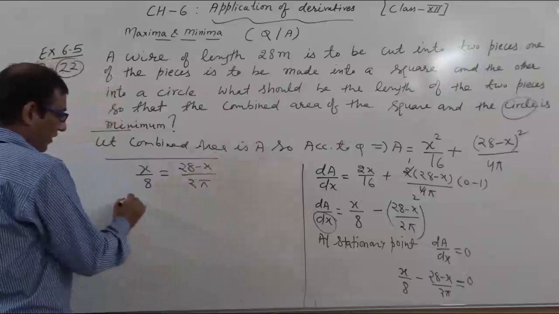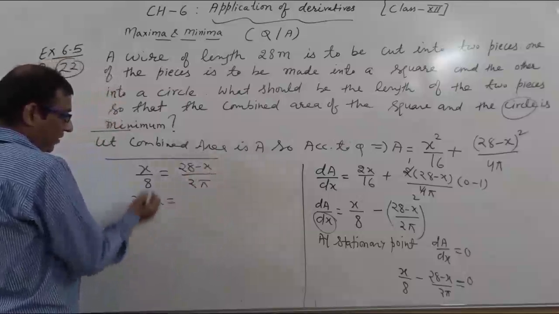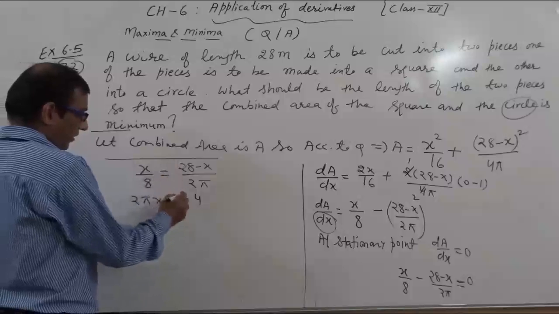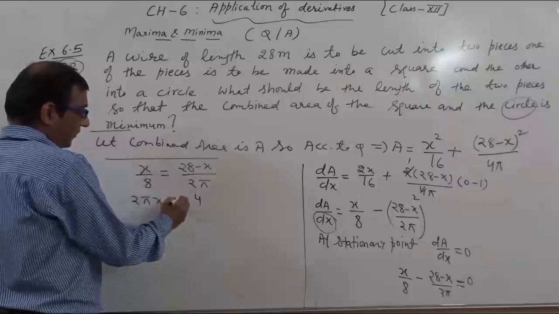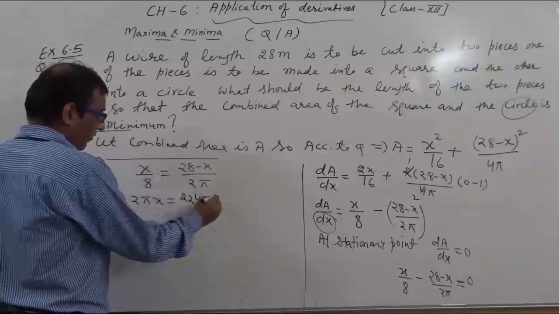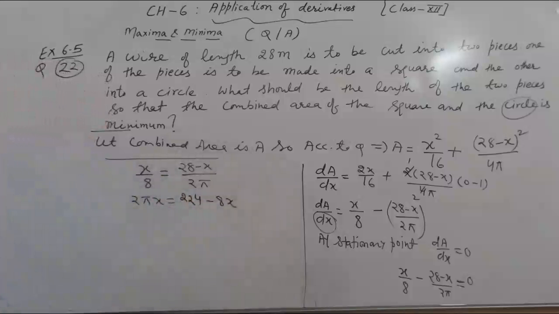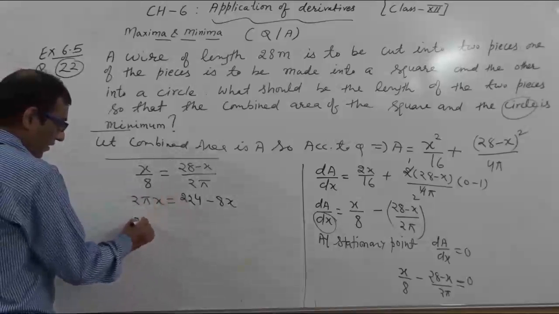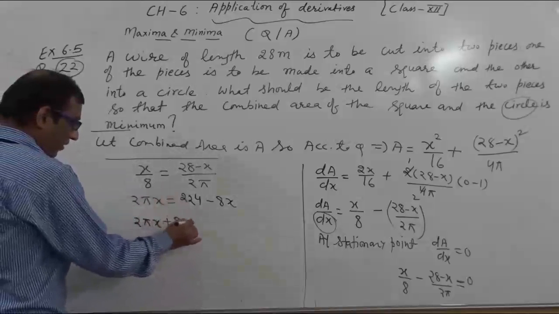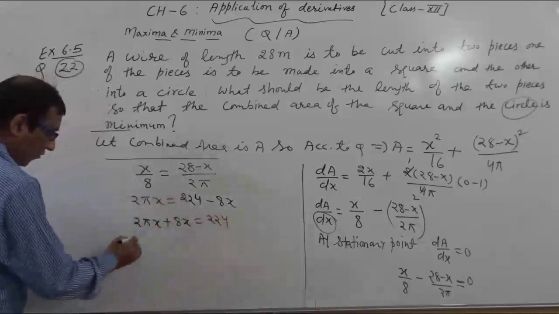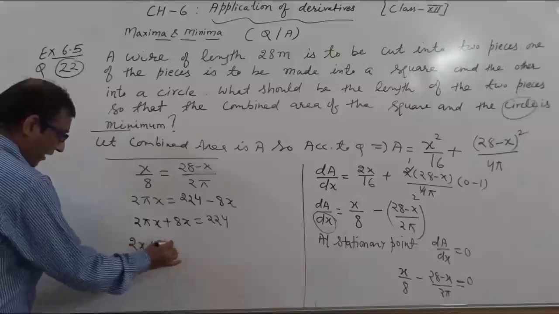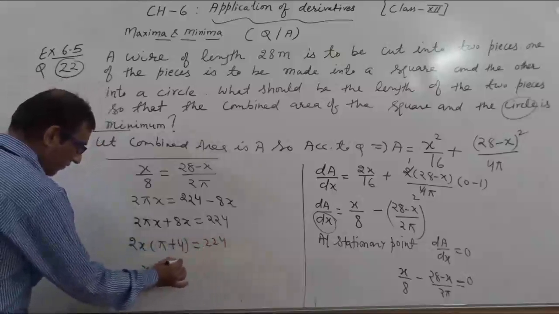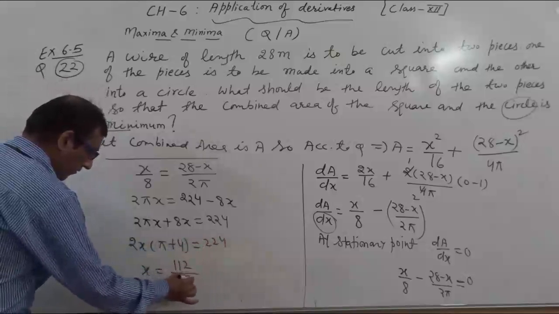So how can we solve it? By cross multiplication. Now we will multiply: 2 pi x equals 8 times (28 minus x), that is 224 minus 8x. Again we will check it. Right. After this, by the transfer method, we can say 2 pi x plus 8x equals 224. If we take 2x common, we get x times (pi plus 4) equals 112, so the value of x is 112 upon pi plus 4.